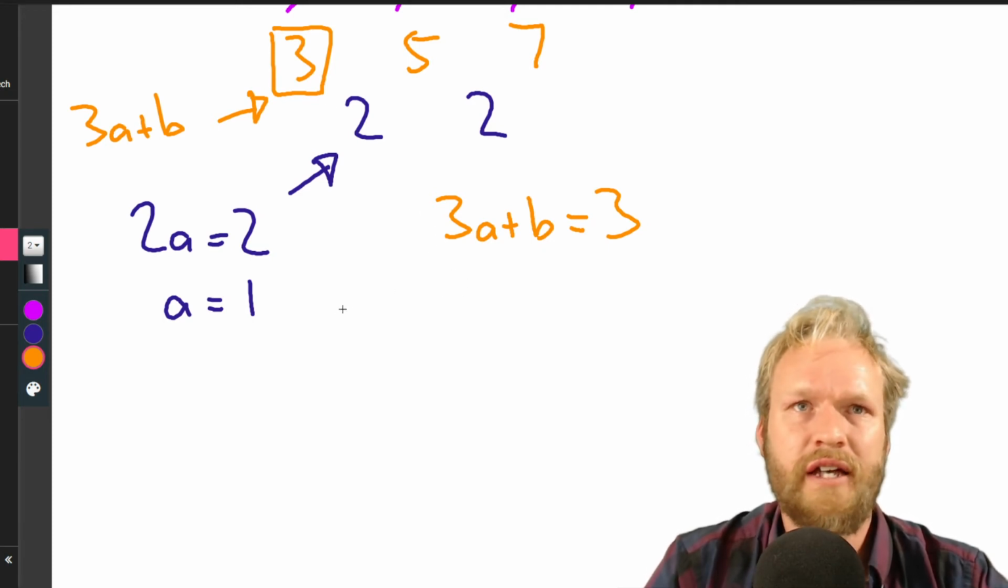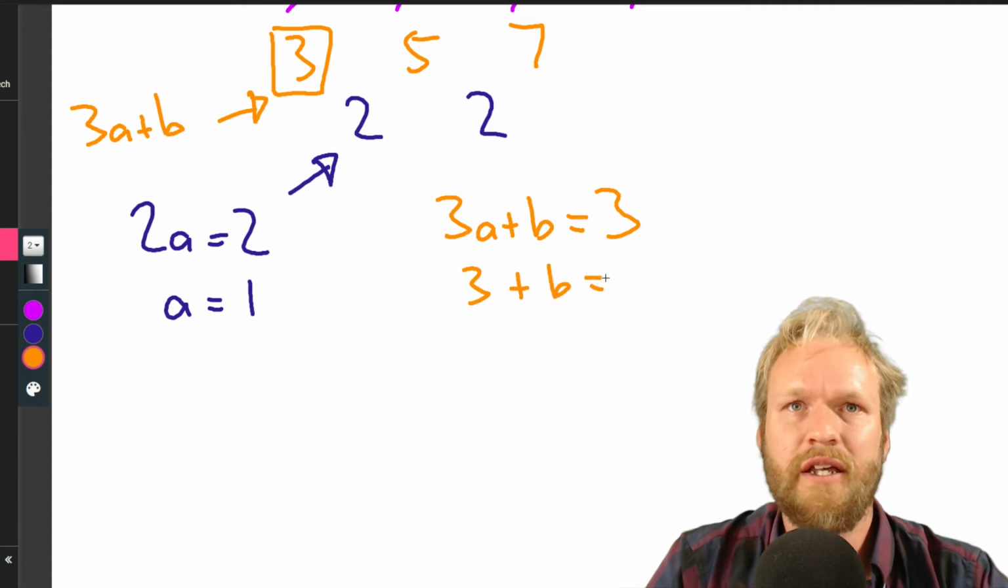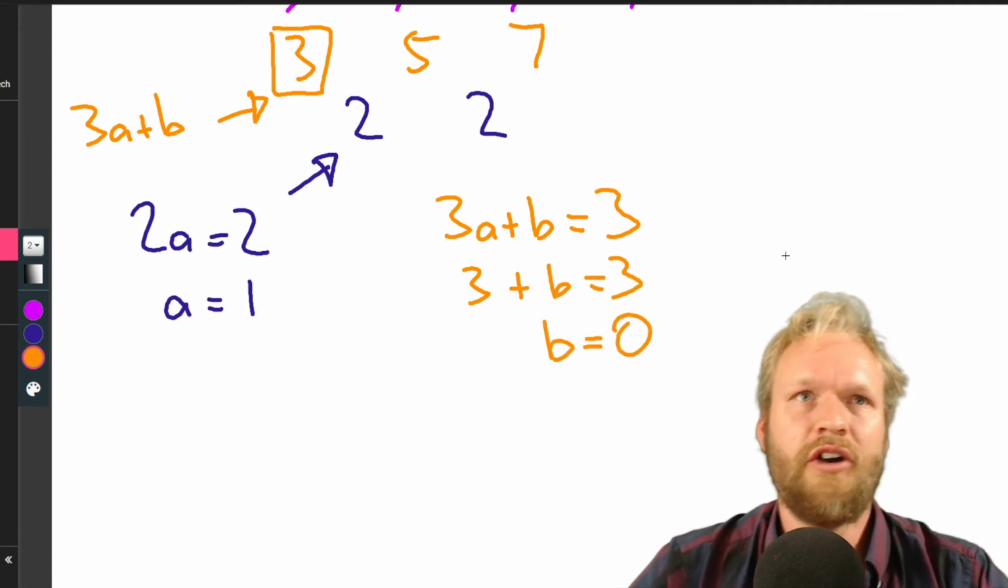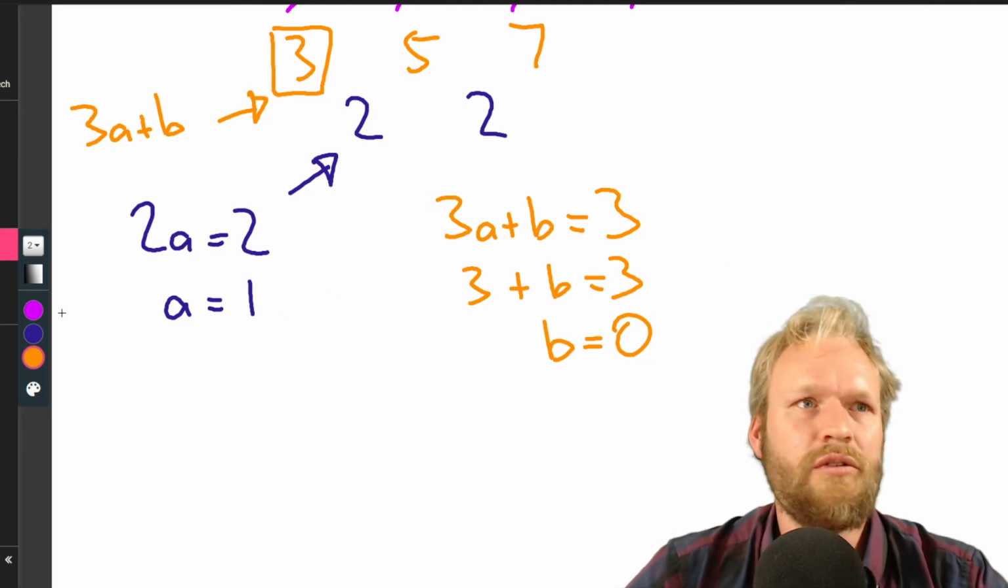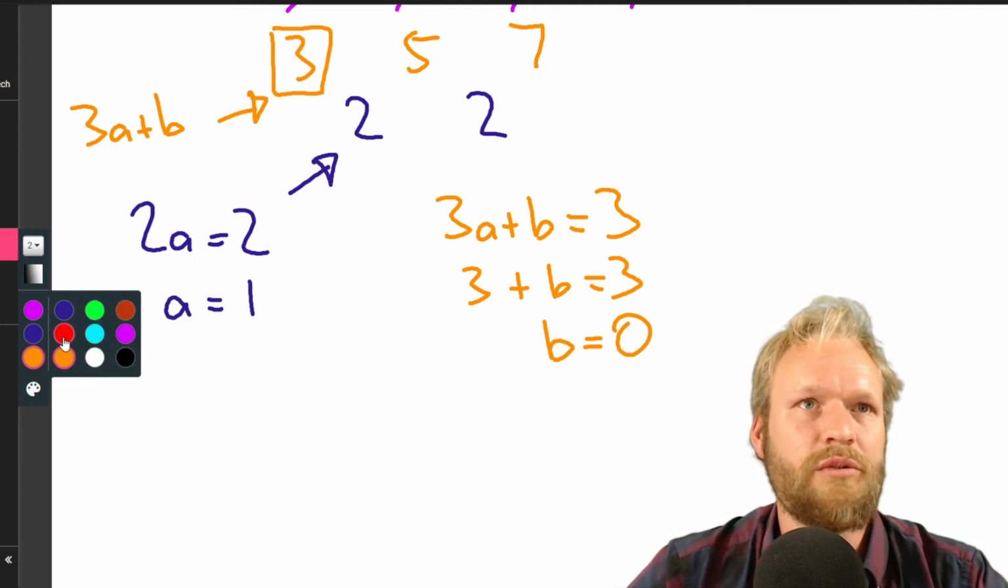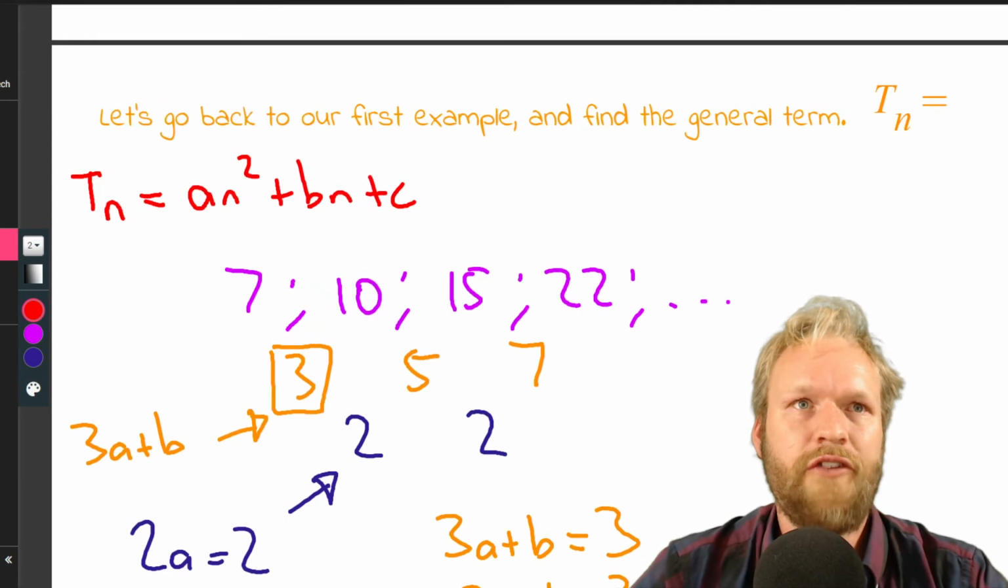Now, we know that a is 1. So 3a is just 3. 3 plus b equals 3. Oh, well, in that case, b equals 0. Okay, cool. So then we've got our last bit, and that was our first term.